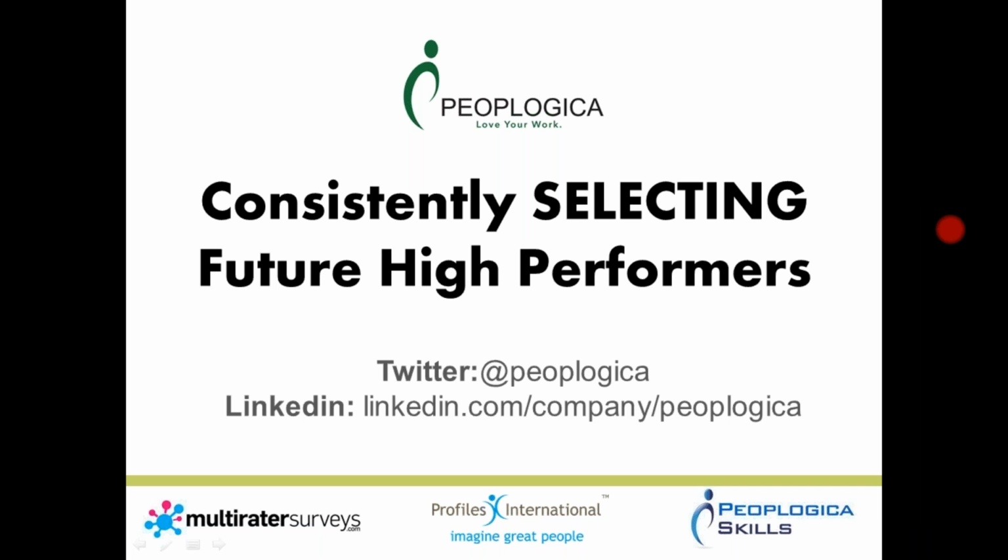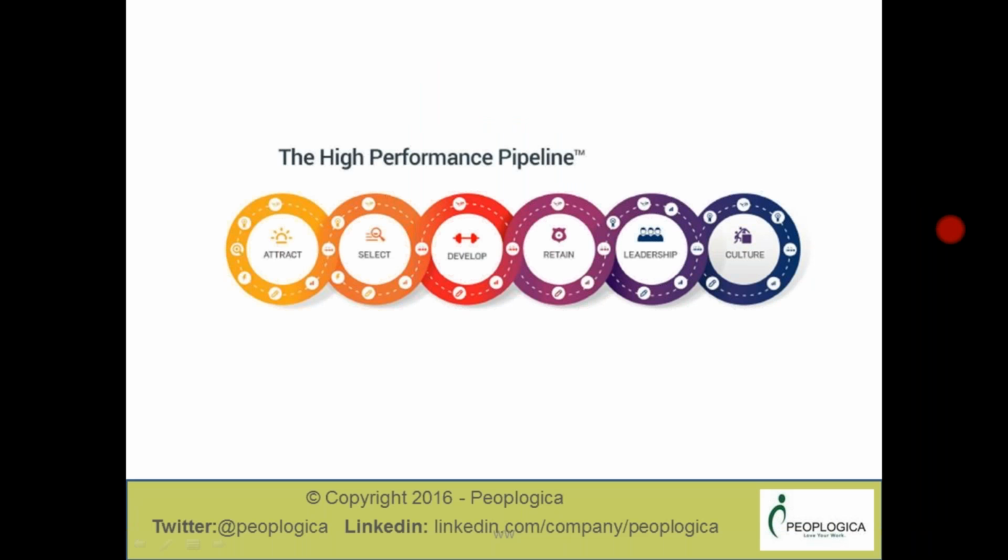So, consistently selecting future high performers. Last month we talked about the attraction process and the high performance pipeline, and obviously the attraction process is the first step in that. Those of you that were attending last time will probably remember my mantra, which is that you cannot select the best person for the role if that best person does not apply for your job in the first place. I think out of the whole high performance pipeline, the least amount of attention and focus is given to the attraction side, and then to a large degree to the selection side after that. But the attraction side is very important.